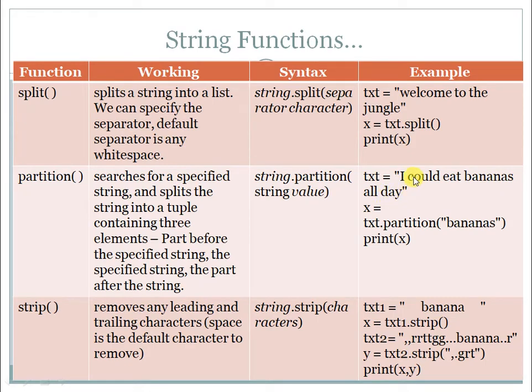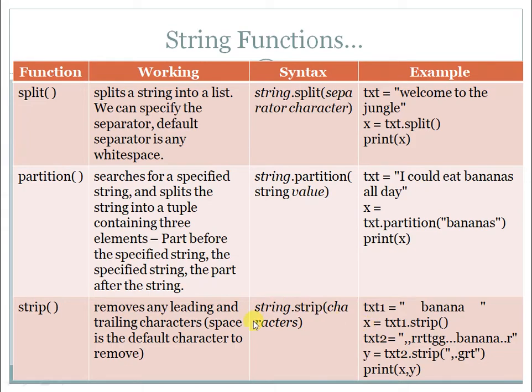All these 3 strings will be in the form of a tuple. In split we get a list, and in partition function we get a tuple. Next we have strip function. It removes leading or trailing characters or spaces. By default the character value is space.